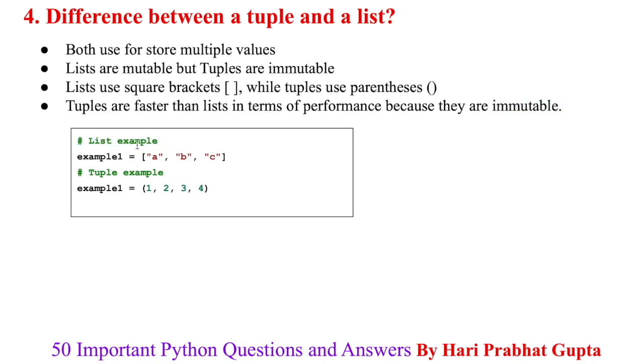Here we have taken an example and created a list called example one that consists of three string values a, b, and c. Here we use square brackets, so it indicates that yes, this is a list. We can also create a tuple called example one. Again, we use the same name example one, and it contains the integers 1, 2, 3, and uses parentheses, which indicates that this is a tuple.